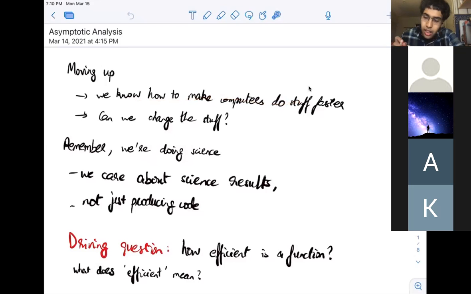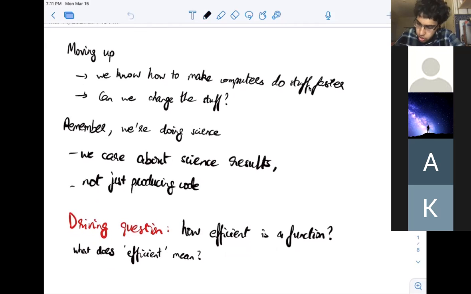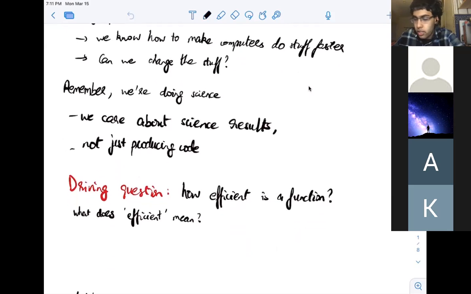But what we really care about is science results, not particularly about whether it's doing these specific steps. So our driving question is going to be, can we change the individual steps that we're doing in order to get the same or better science results? To be a little more specific, we're going to be talking about how efficient a function is. So anyone have an idea of what that could mean?